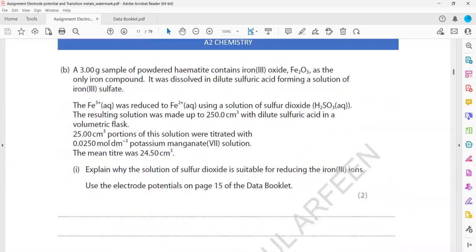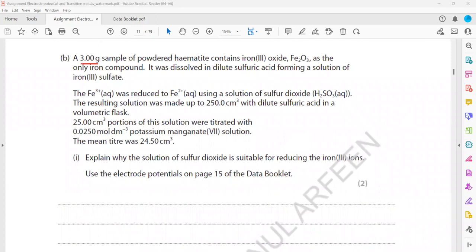Then in part B, 3 grams of powdered hematite, which contains iron 3 oxide as the only iron compound, was dissolved in sulfuric acid. The iron 3 was reduced to iron 2 using a solution of sulfur dioxide. The resulting solution was made up to 250 cm cubed, and we took out 25 cm cubed and titrated with manganate. So we have the volume and concentration. Explain why the solution of sulfur dioxide is suitable for reducing iron 3 ions.